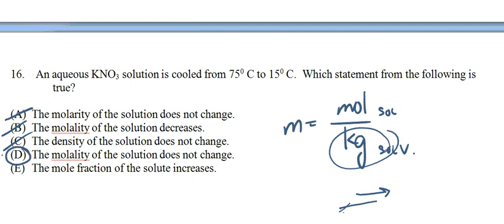The molality of the solution does not change. That is true. And then just to talk about mole fraction of the solute increases. Well, the mole fraction is however many moles of the substance we have, and that does not take place. The fraction itself, the mole fraction, this number of moles, does not change. So if I'm doing mole fraction of potassium to nitrate, it's still a 1-to-1 ratio. I still have 1 mole of potassium for every 1 mole of nitrate. So the best answer should be letter D.